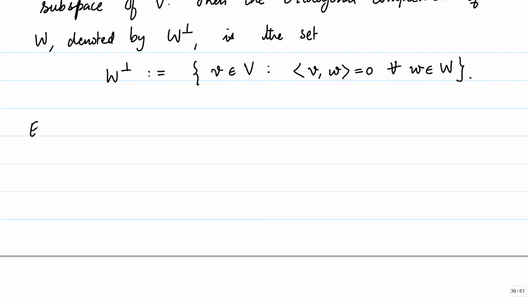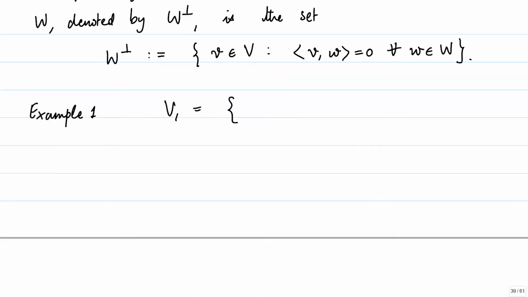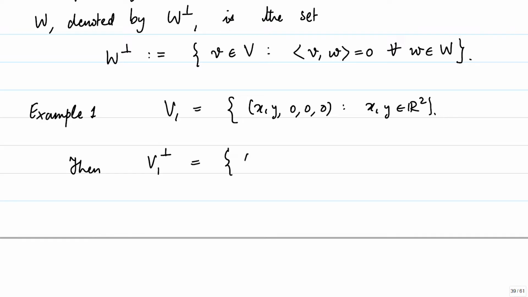So let's get back to our first example. Example 1. What was V1 here? V1 was the set of all (x, y, 0, 0, 0) such that (x, y) belongs to R2. Then V1 orthogonal, my claim is that this is nothing but all those vectors which are of this type.